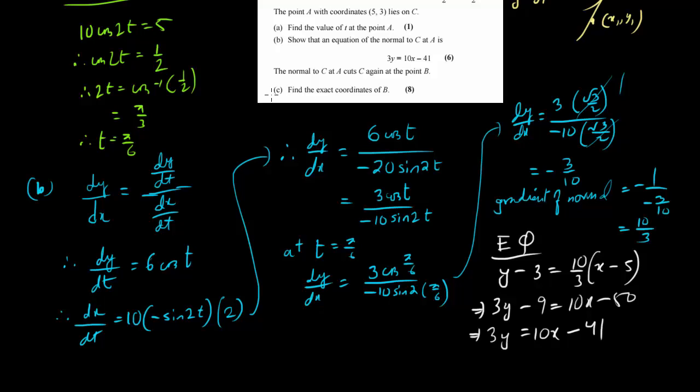Now in question C, we have to find a point of intersection. The problem is the equation of the curve is in parametric form, but the equation of the perpendicular line or normal line is in Cartesian form. So how do you solve simultaneous equations when you have one equation in Cartesian form and the other equation in the parametric form?